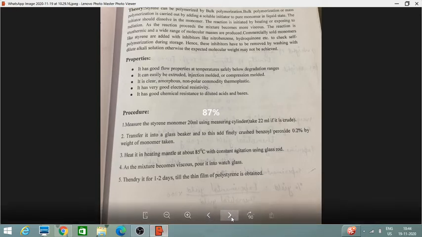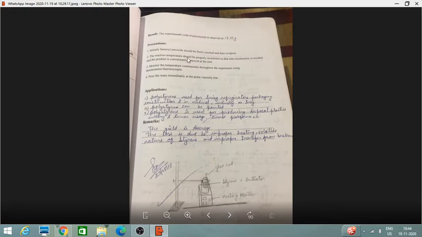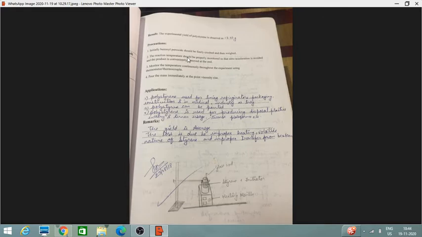Heat it in the heating mantle at about 85 degrees with constant agitation using a glass rod. As the mixture becomes viscous, pour it on the watch glass. As soon as the mixture becomes viscous, you just take it out and pour it on the watch glass. Then dry it for 1 to 2 days till a thin film of polystyrene is obtained. Quite a simple experiment. Result: the experimental yield of polystyrene is observed as so and so.